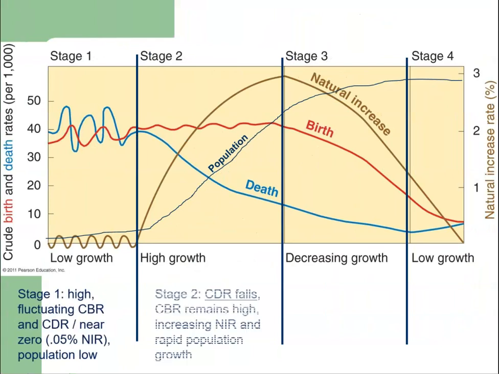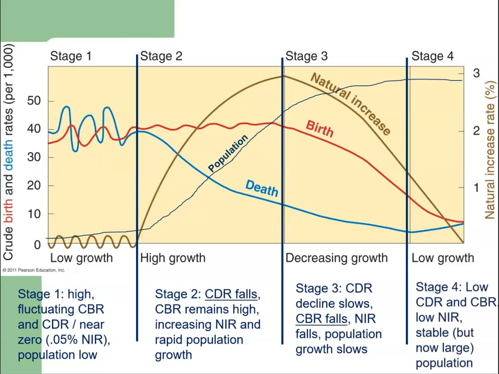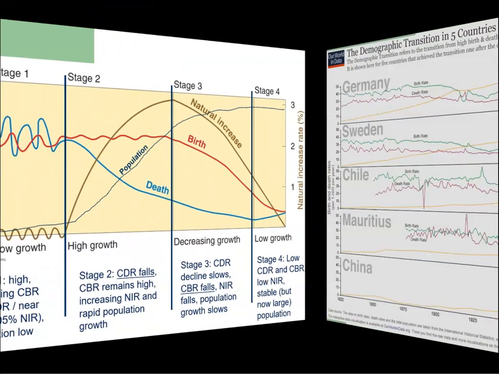Here we have stage 2, where crude death rate falls and crude birth rate remains high, and the natural increase rate is increasing, and there is rapid population growth. Then we have stage 3, where crude death rate declines slowly, crude birth rate falls, natural increase rate also falls, and population growth is slow. And at stage 4 there is low CDR and CBR, and the natural increase rate is also low but stable, but now there is a large population.